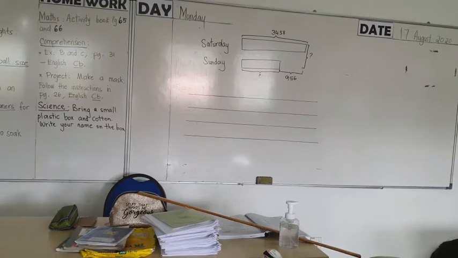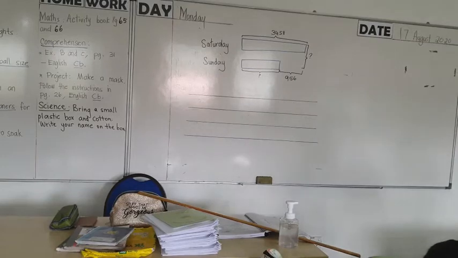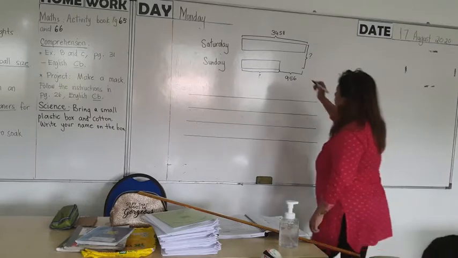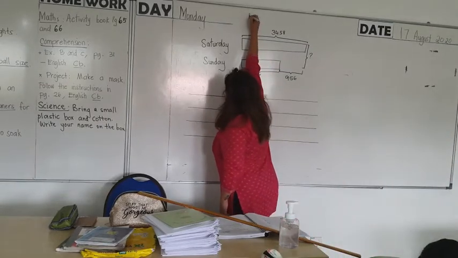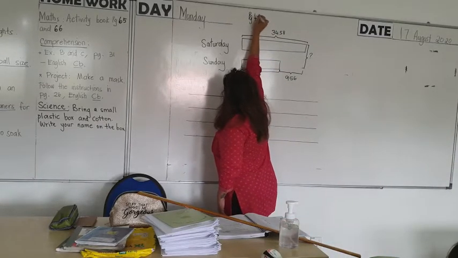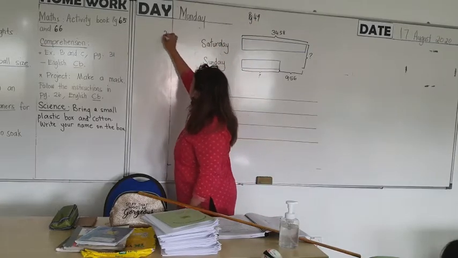Okay, so this is sum number 2 on page... Page 49. Page 49 of the activity book. Okay? Sum number 2. We did 1 the other day, right?